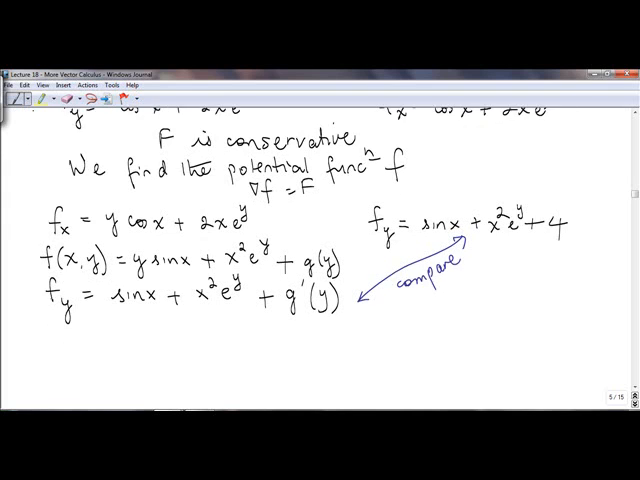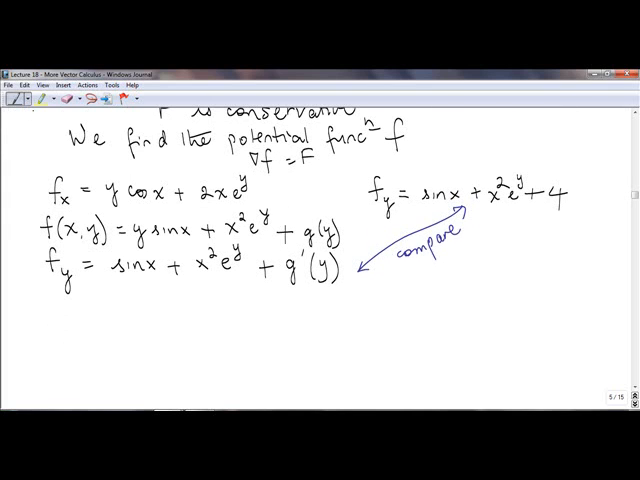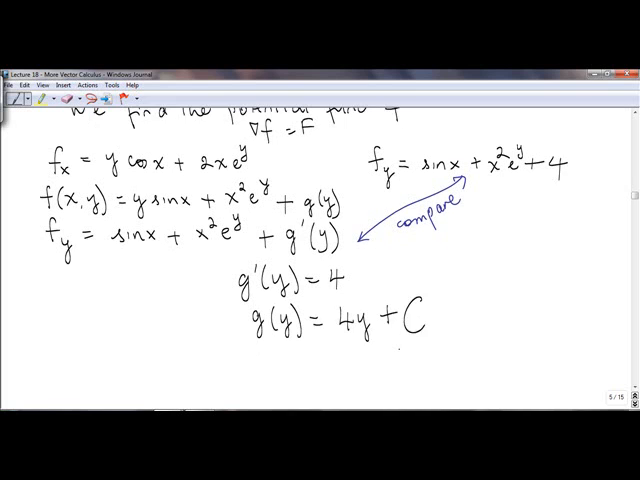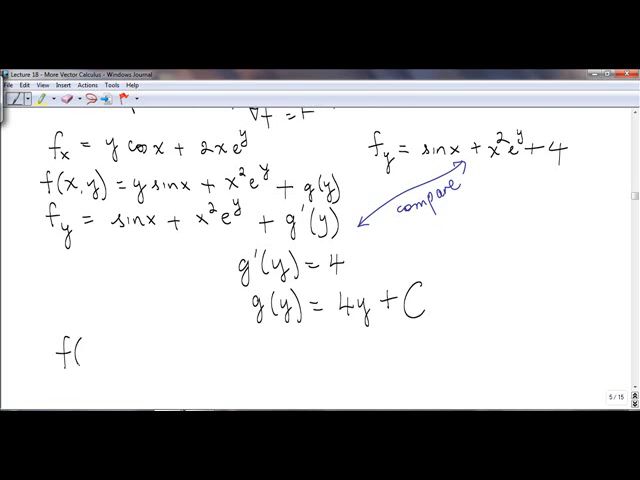But when we compare, what do we see? G prime of y is 4. If g prime of y is 4, what is g of y from integration? 4y plus c. Very good. And so our potential function is, let's write it all out. Y sine of x plus x squared e to the y plus 4y plus c.